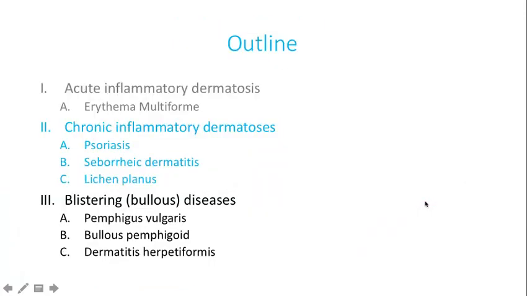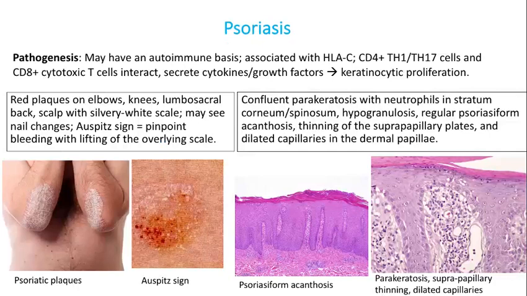Next, we're going to talk about some diseases that usually last for longer periods of time. The three we're going to talk about are psoriasis, seborrheic dermatitis, and lichen planus. Okay, so psoriasis is thought to have an autoimmune basis. We've talked a little bit about psoriasis in terms of the arthritis earlier in our course. There is a genetic predisposition for patients because certain HLA haplotypes, specifically HLA-C, are closely associated with patients who get psoriasis.